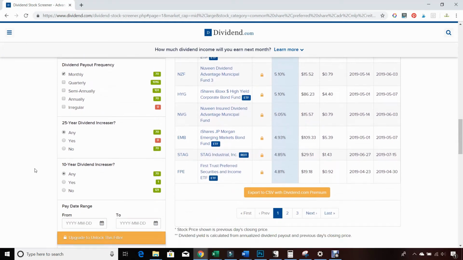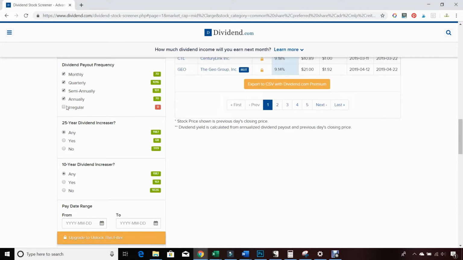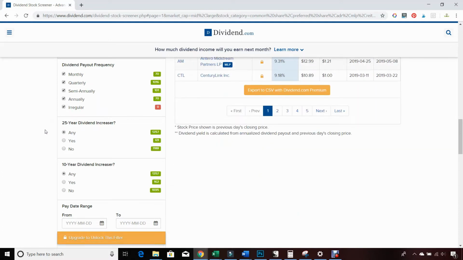Now, the last two features I think are some of the coolest features of Dividend.com, and that is the dividend increase. So basically, what you're searching here is stocks that have increased their dividend for at least 25 years or at least 10 years. And as a dividend investor, getting a dividend increase every year is really good for keeping up with inflation. Obviously, it's very hard at your job to get a raise every year, but if you invest in great dividend stocks, you can get a raise every year through your dividend. So you can either screen by a 25-year dividend increase or a 10-year dividend increase.